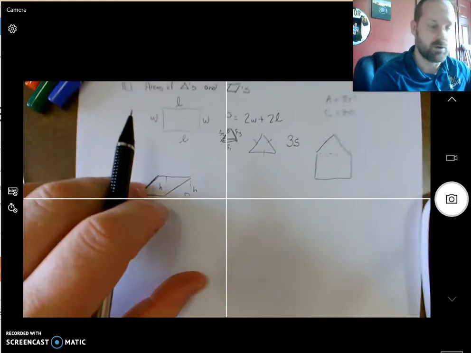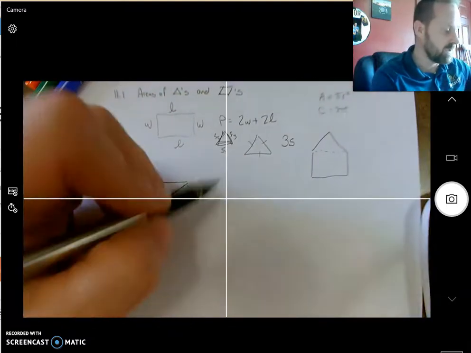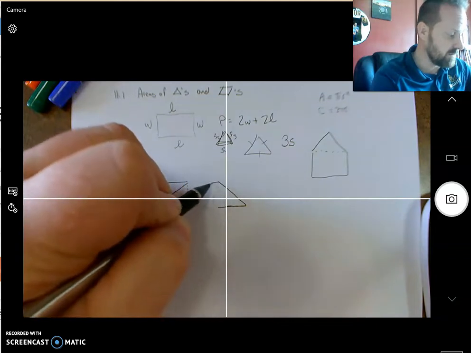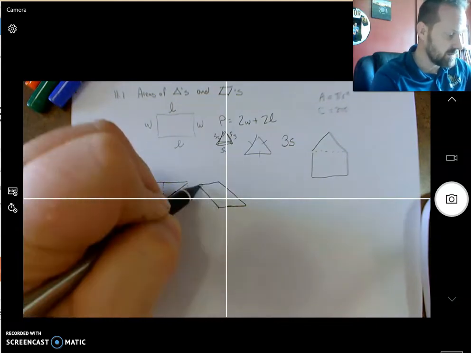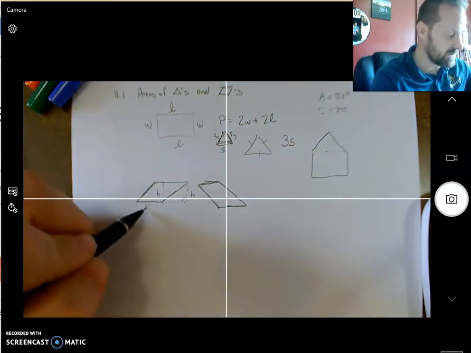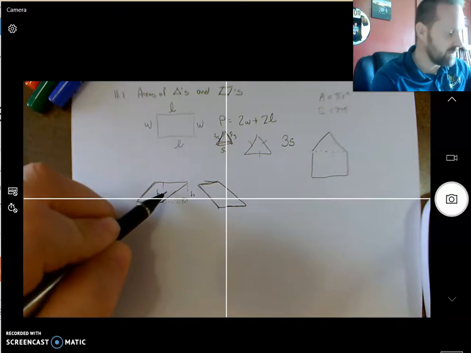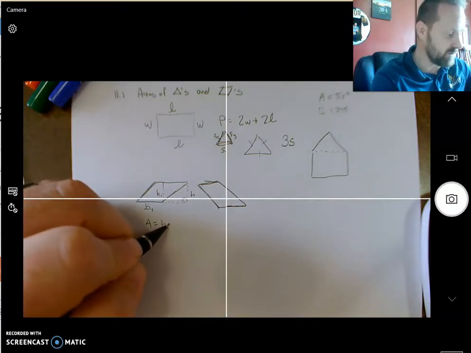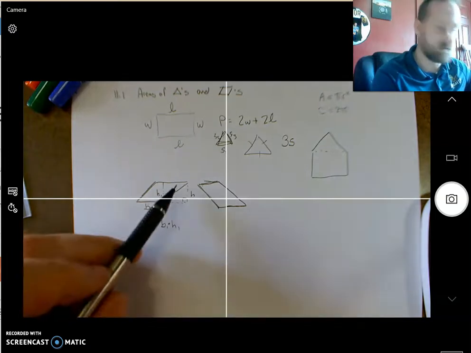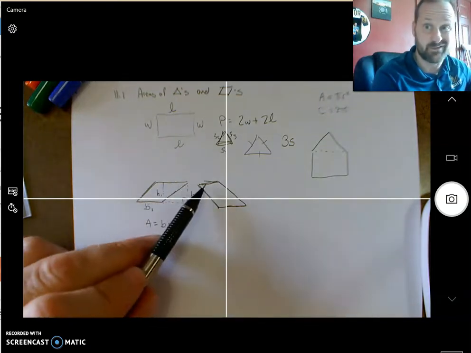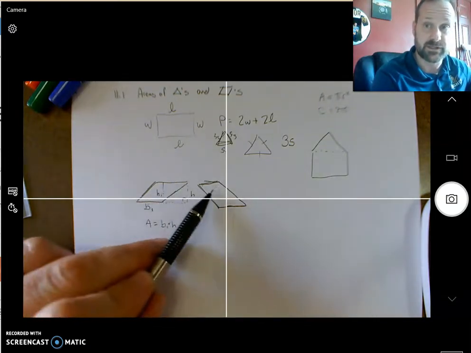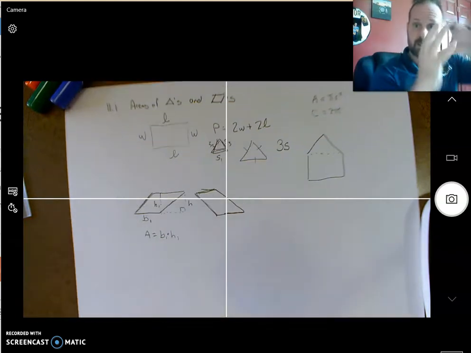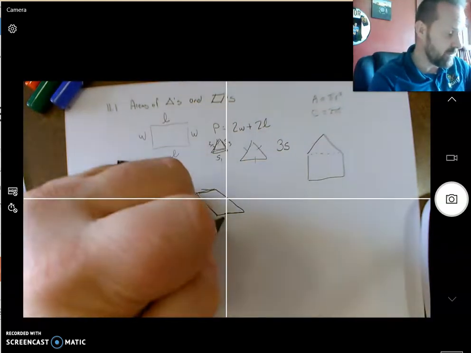Now, what if I wanted to turn this? I could turn my paper all the way around, and instead maybe I'll redraw it this way. So if this were base 1 over here, and this were height 1 over here, the formula would be area equals base 1 multiplied by height 1. Pretend for a moment that these are the exact same shape. I just took my paper and turned it the other way.